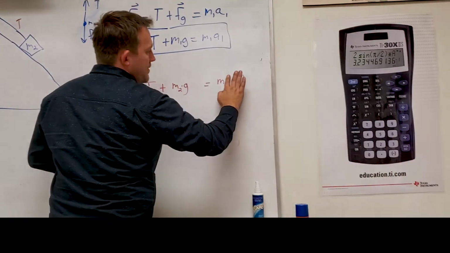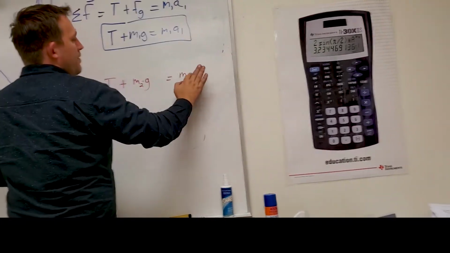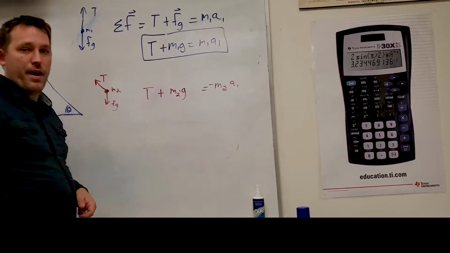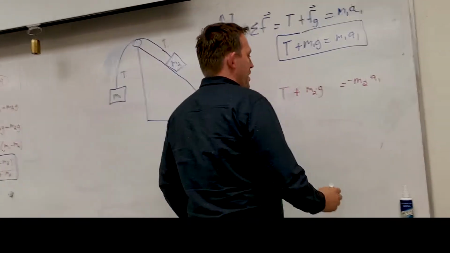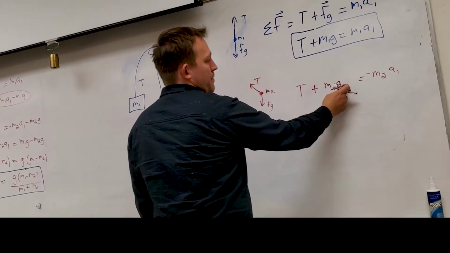To make our lives easier, I'm going to multiply out that negative right at the beginning here and put it in the front of the whole thing. So we got negative M2 A1. All right, we're missing something here.